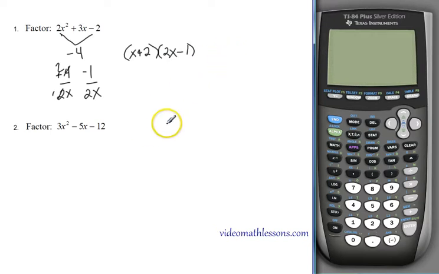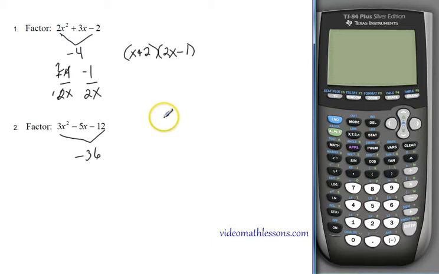Let's take a look again. Look at the bottom. First, you always check to see if there's a greatest common factor, and there is no greatest common factor in this problem. So what we're going to do is the method again. Multiply the front and back. That makes negative 36, 3 times negative 12.